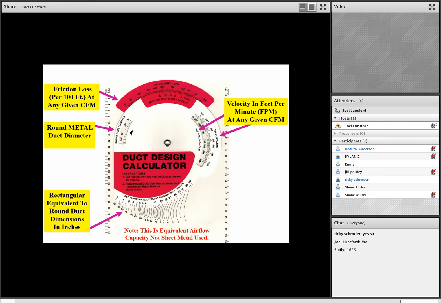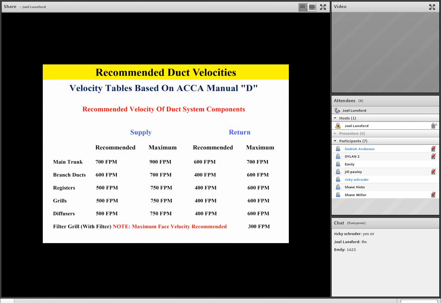Well, team, we talked a little bit about recommended duct velocities. One of the handouts that you should have with your handouts or your book is a velocity table. This recommended duct velocity table that is part of your handout package shows recommended velocities of specific duct components on the supply and the return side. As we start building a duct system, we need to definitely consider these factors. So let's review our velocities tables.